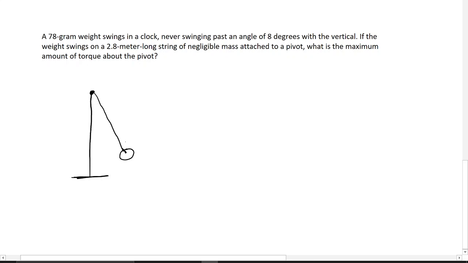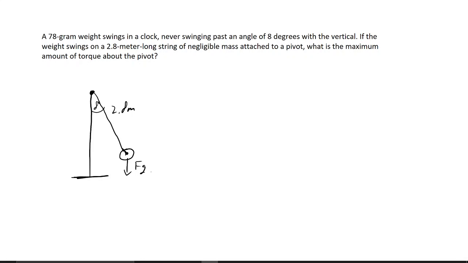So this here is 8 degrees, and we know that this is 2.8 meters. Since it doesn't give us the radius of this mass, we should just assume the string is attached to the center of mass of this weight. So, what is the maximum torque? Normally with pendulums, we use it for work and energy, but this is a special case. Since we're talking about torque, we need to look at the forces on this weight. All that there is, is Fg, and it is going straight down.